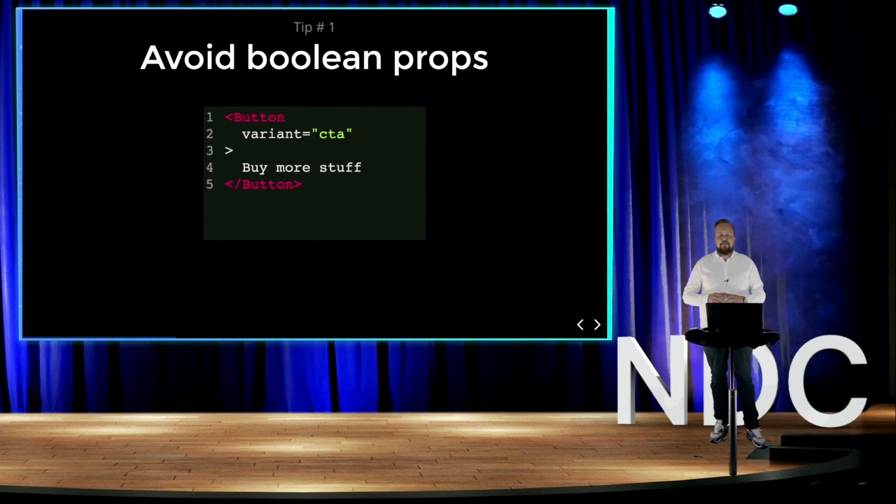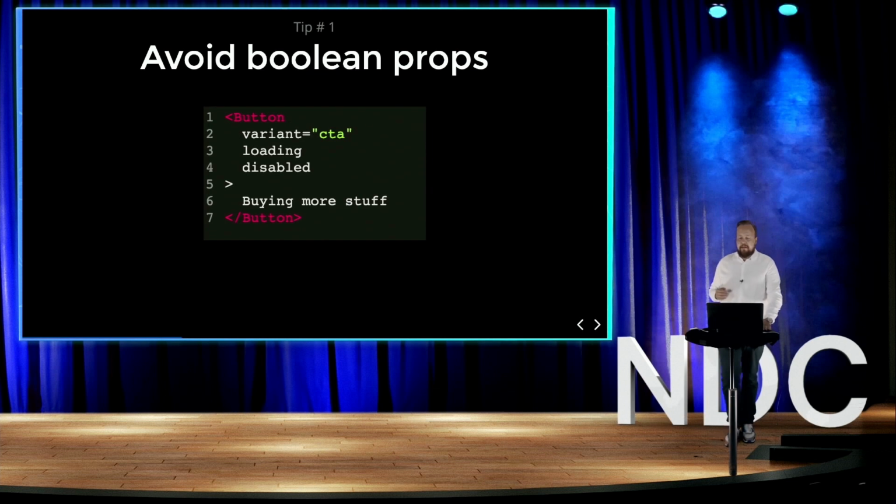Instead, I suggest you use enumerated values in a string, like variant here. Later, if you want to add new variants, you don't have to expand the API with a new prop, just a new available enum value for the already existing one. This makes sure you don't allow for impossible states too, so it's a double win.